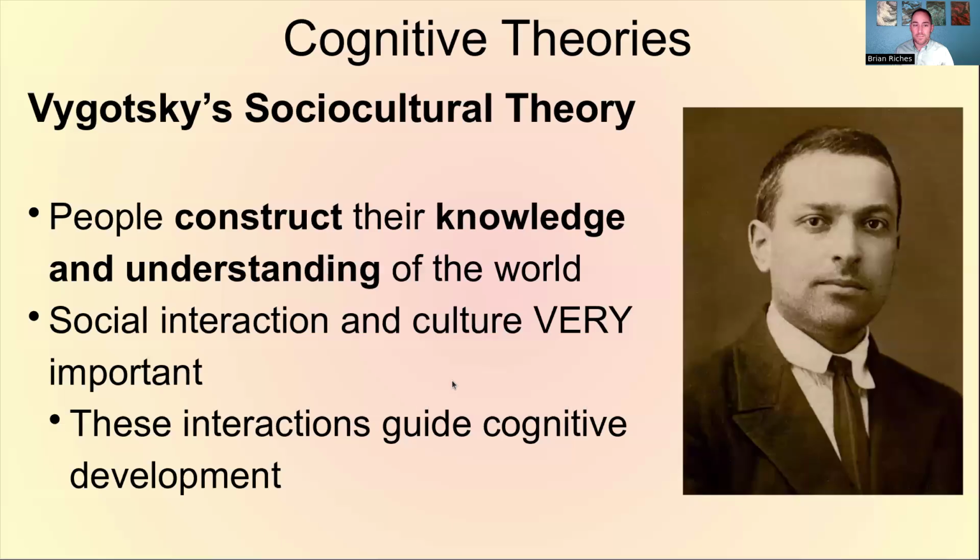So Vygotsky's sociocultural theory, the broad thing is that people construct their knowledge and understanding. So again, this is a cognitive theory. What is going on within your brain? How are you putting things together? Vygotsky described this as a sociocultural theory, basically the idea that any person is influenced by the cultures around them, and that culture gives them or mentors them in the tools of the culture.